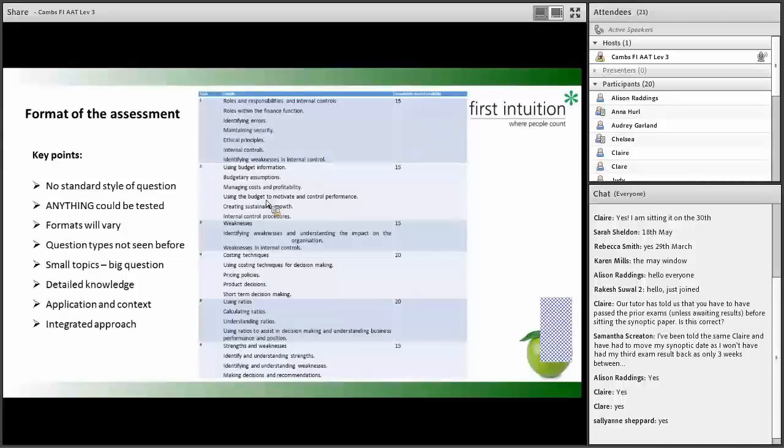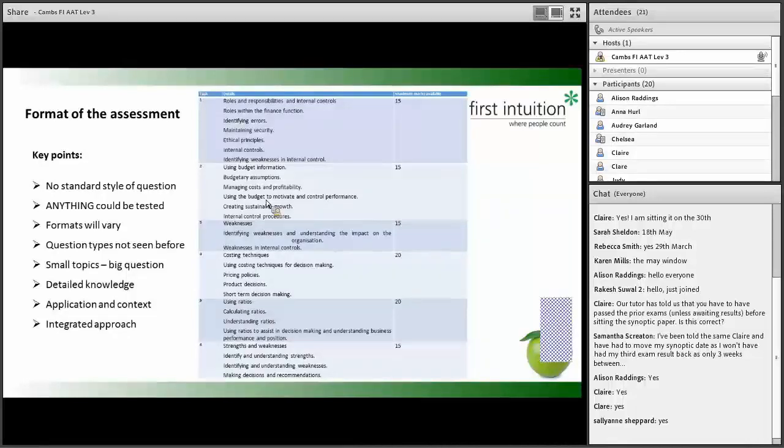Application and context. Whatever you're being asked to talk about, you've got to think about it in terms of Green Print Limited. What does it mean to them? How would they implement it? What effect would it have on their staff, on their market, their products, their costs?